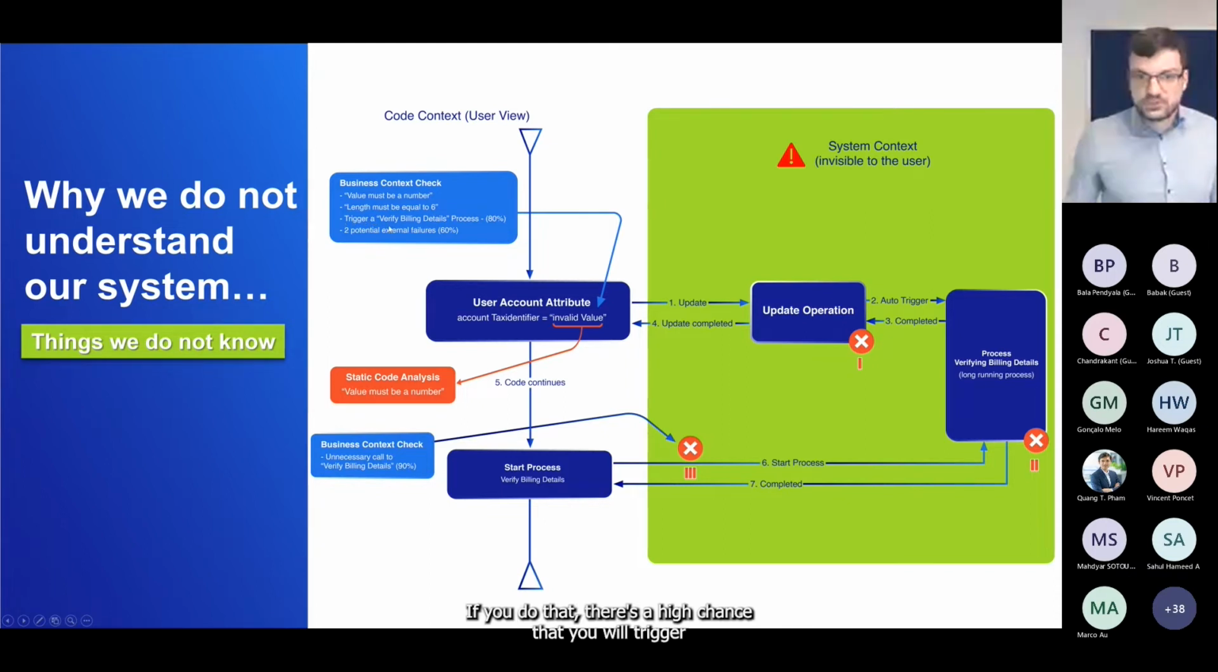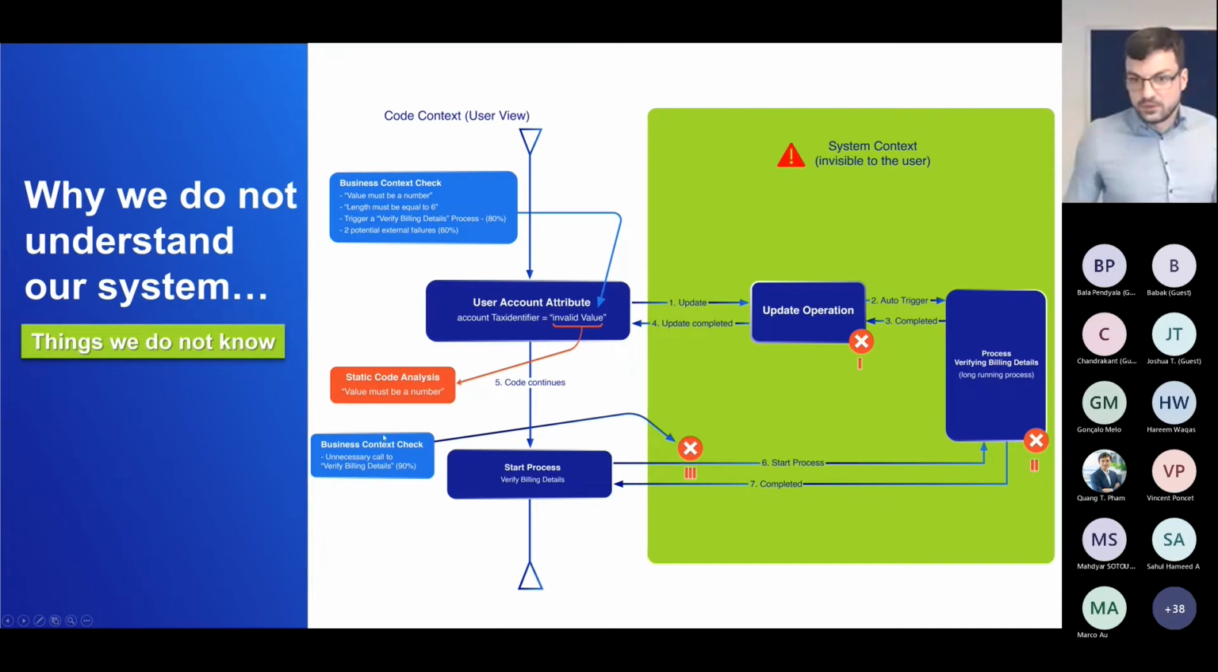This is one advantage, of course, but more powerful is, okay, if you do that, there's a high chance that you will trigger a follow-up process where we provide billing details. And if you take a look at the right side, the process, let's assume it's a very long and heavy process, long-running process. That's fine. I mean, if we do that, okay, down the road somewhere, it will trigger the process. Okay, it's fine fast. We can ignore that.